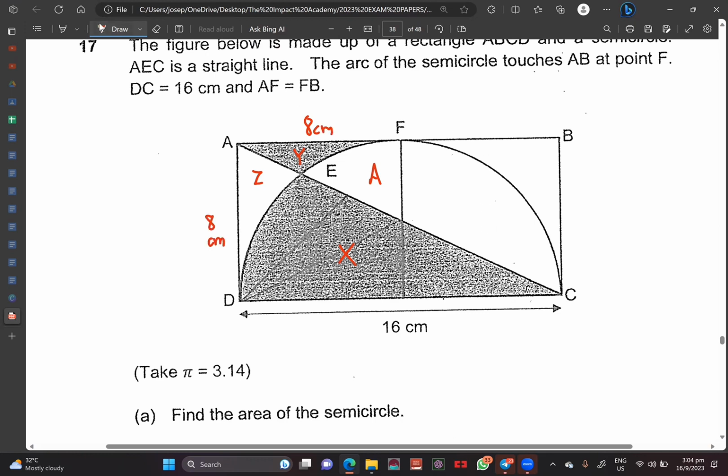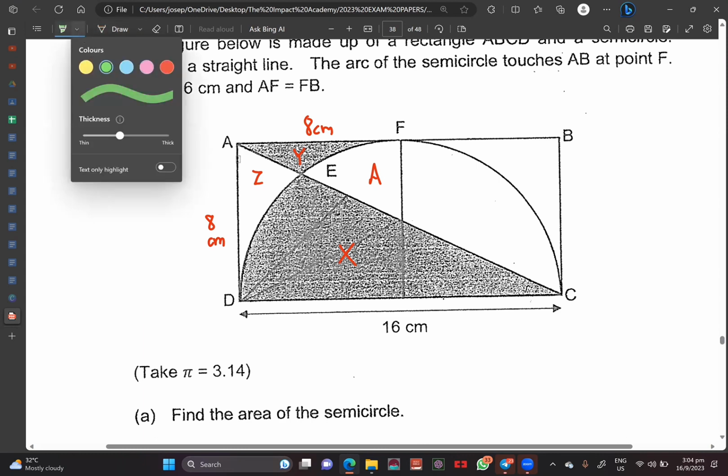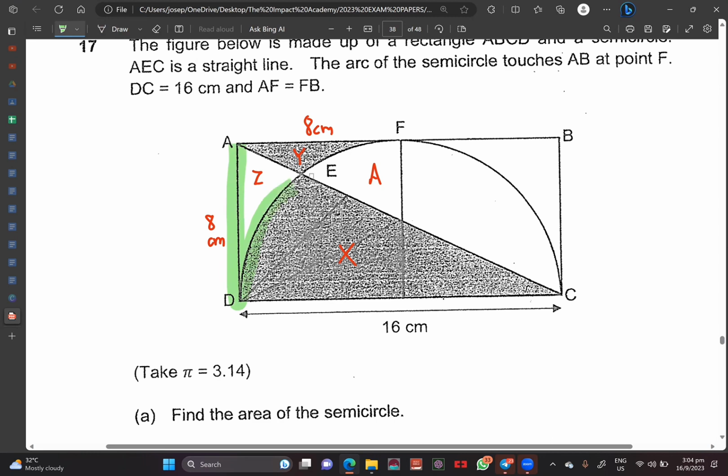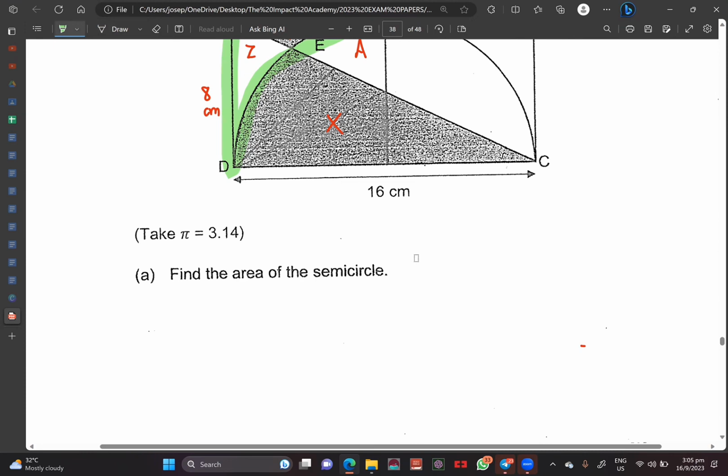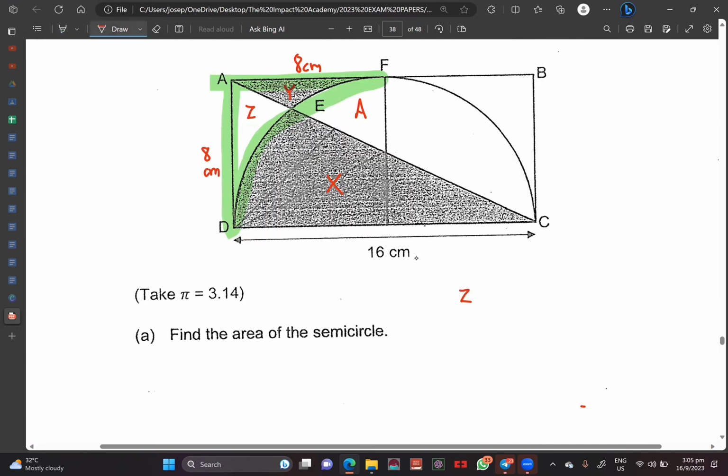Now, what I'm going to do first is I saw a boomerang. Let me just highlight it in green for you to see. This is my boomerang. Can you all see this is my boomerang? So I'm going to find the boomerang first. The boomerang is basically Z plus Y equals my boomerang. Am I making sense here? True? So to find my boomerang, I have to find the square first.